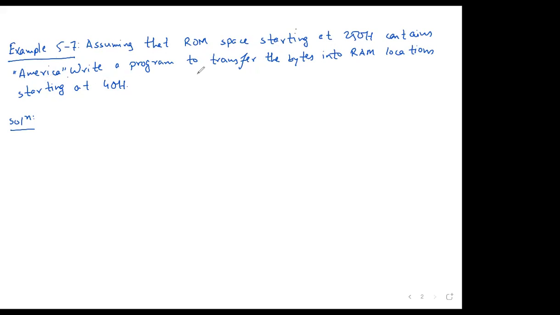Your target is to write a program to transfer the bytes into RAM locations starting at 40H. That means whatever you had in 250H should be transferred to 40H. Then whatever you had in 251H should be transferred to 41H and so on. So did you understand now the question?